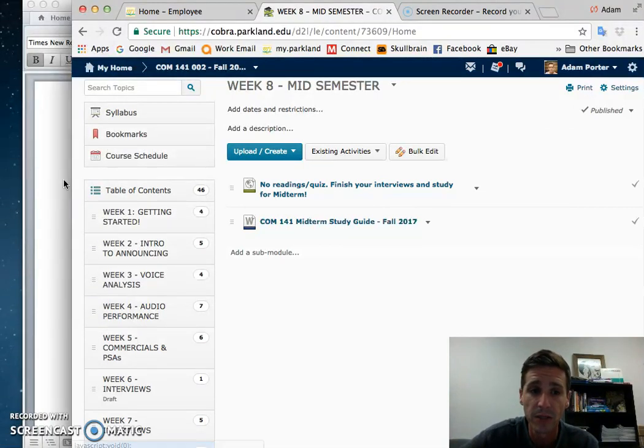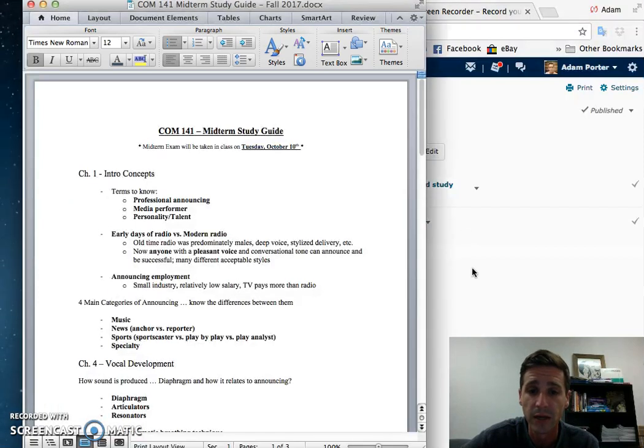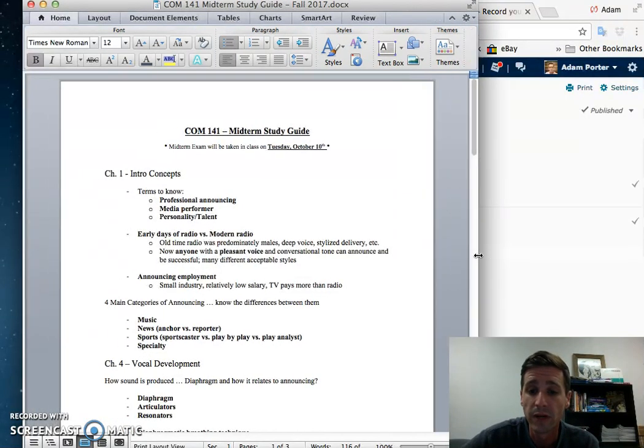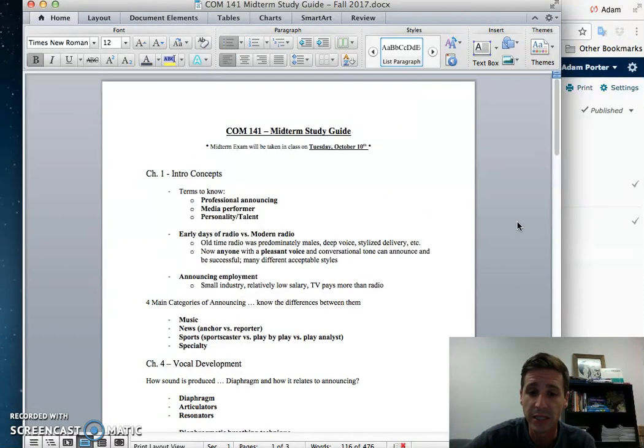So I've got that midterm study guide pulled up right here, and we are going to go over it now. I'm going to try to go into as much detail as possible on all of these points and cover everything as needed for you to get the questions right on the midterm. So you can see up here at the top, this is the midterm study guide. The midterm exam will be taken next week on Tuesday, October the 10th. So you have to be present to take the midterm and get the points. So being present next Tuesday on the 10th is going to be extremely important.